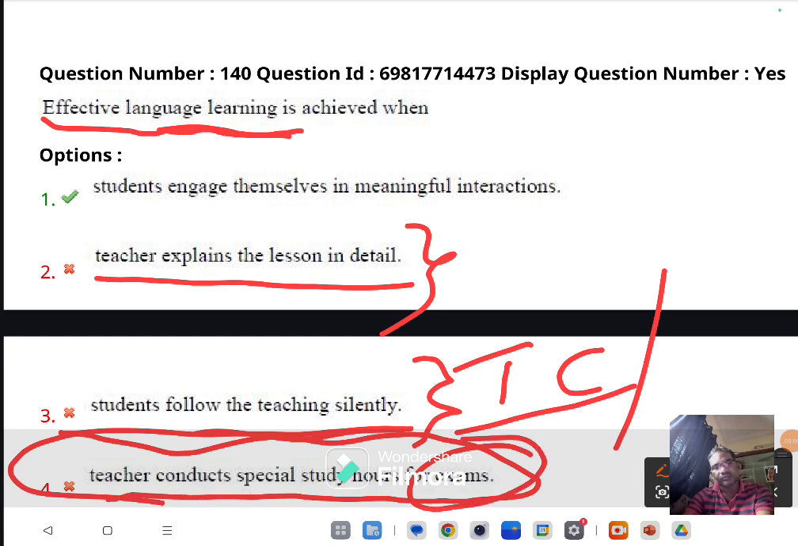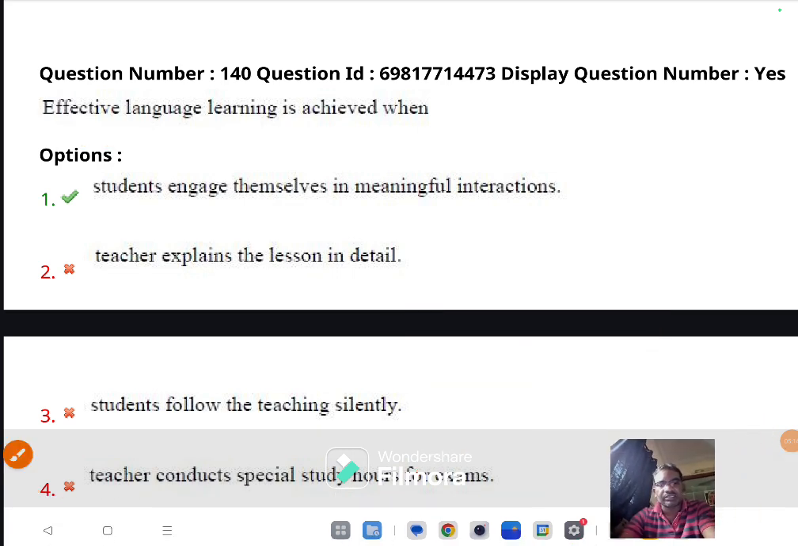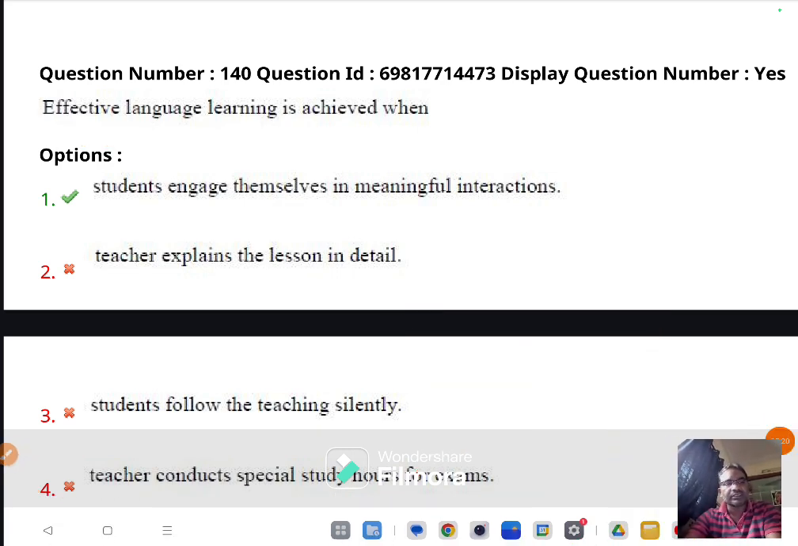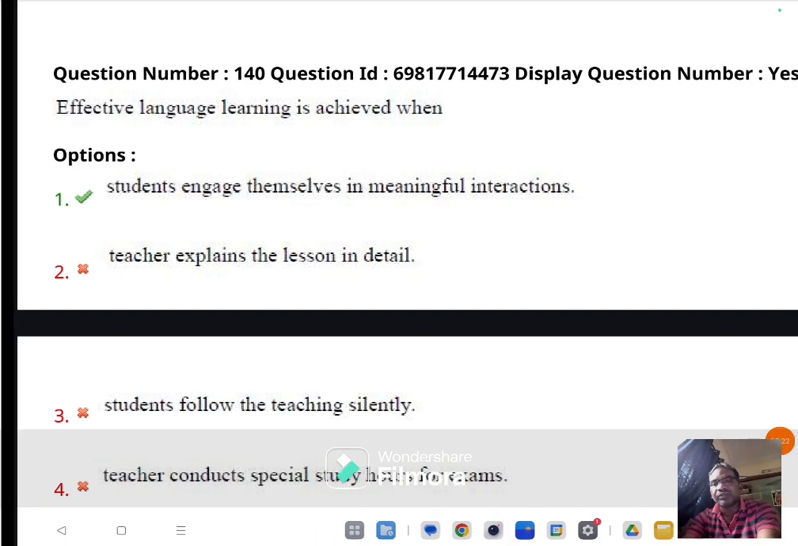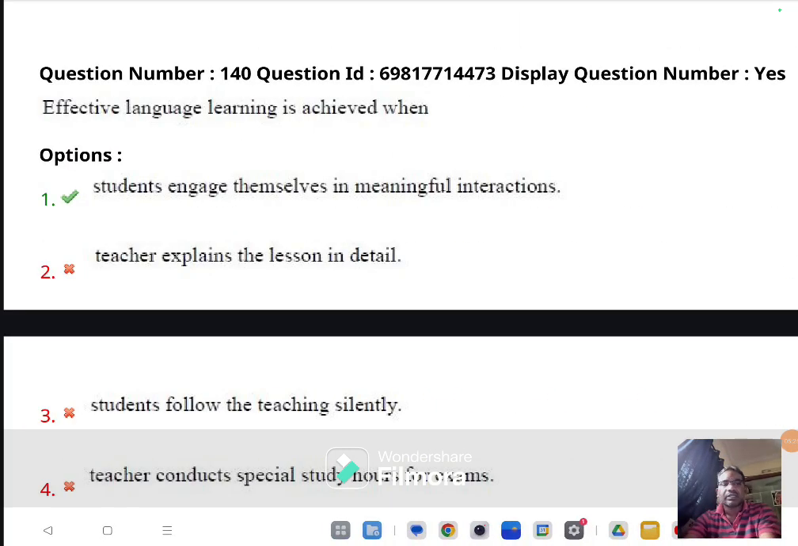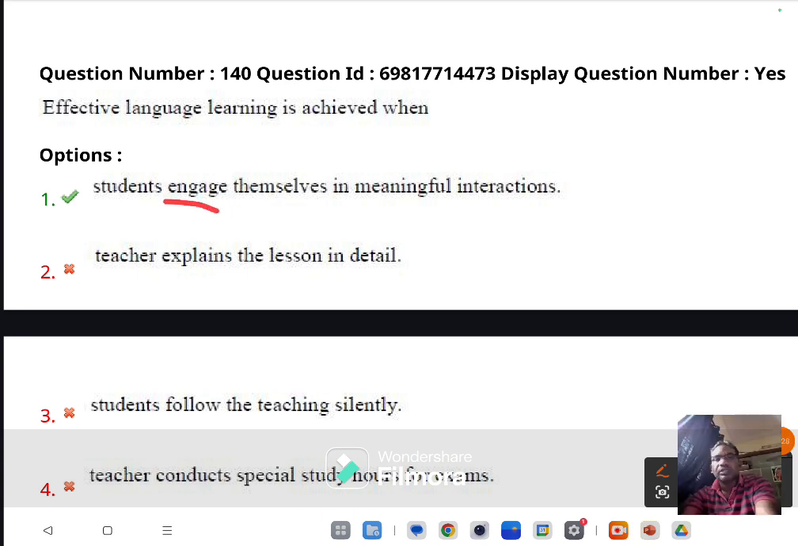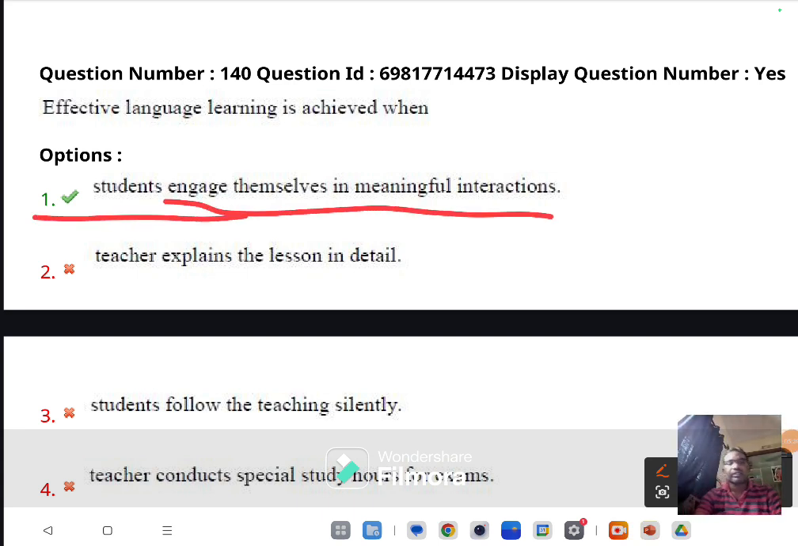If they prepare for exams, language learning may not happen. So let's look at the right answer. Learning happens when students engage themselves in meaningful interactions. When students get time to interact with their peers and with teachers, in a small group, etc., learning happens. So that's why. This question is a bit tricky, and you think that the teacher is teaching well.